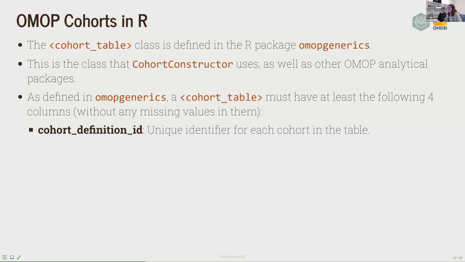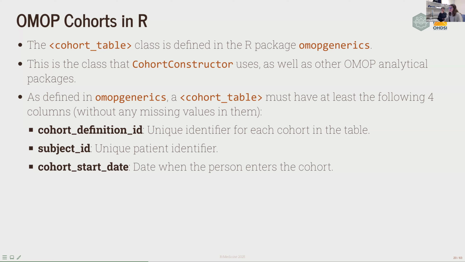And these are the cohort definition ID, which identifies each cohort in a cohort table, because in a cohort table, you can have multiple cohorts. Then we have the subject ID, which is a unique patient identifier. And then the cohort start date and cohort end date, which for each record of the subject in the cohort tells you when the person enters and exits the cohort.